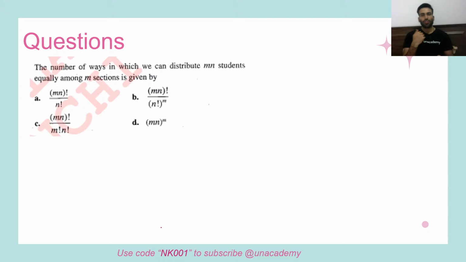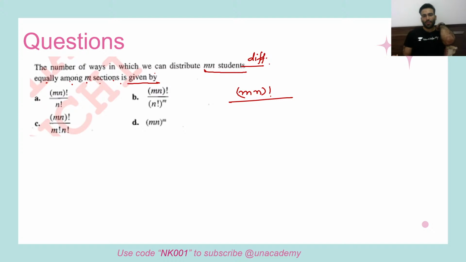Okay, so let's check. The question says the number of ways in which we can distribute mn students equally among m sections is given by. So these students are not alike. They are different objects, correct? So you are distributing mn objects, and you made how many groups? It says equally among m sections. So you made m sections equally.